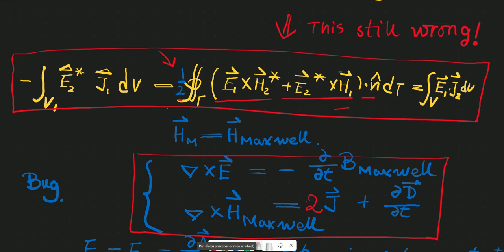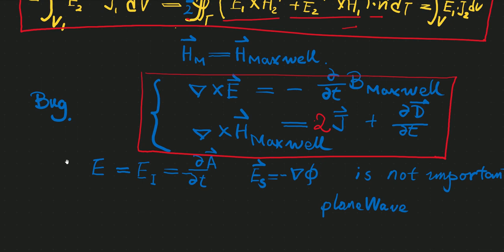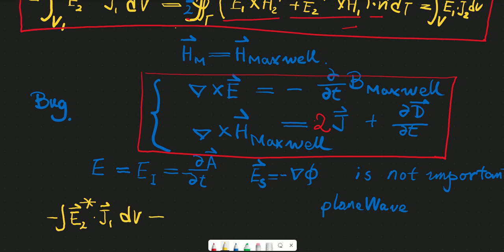Oh, okay. So that means for mutual energy flow series, originally you should, here should has a Maxwell.